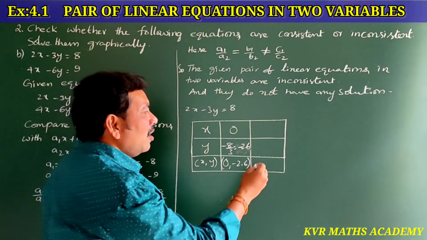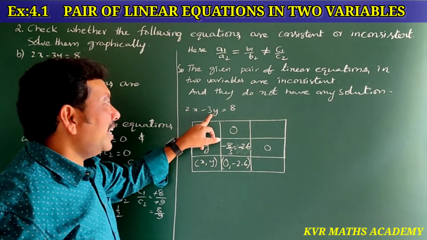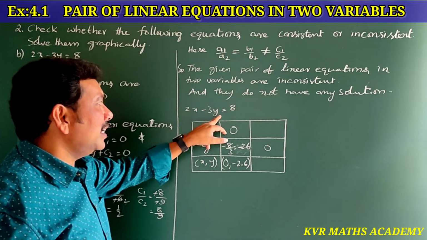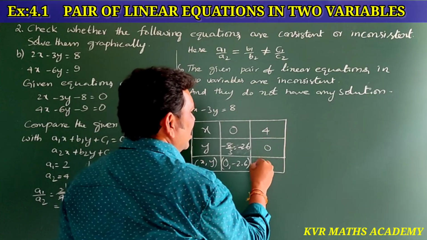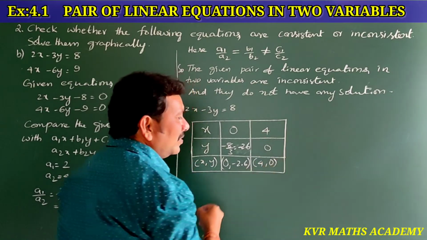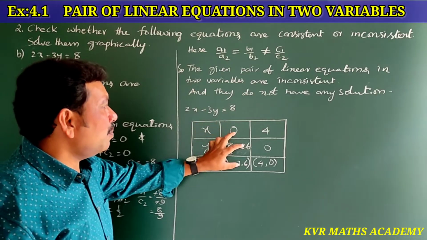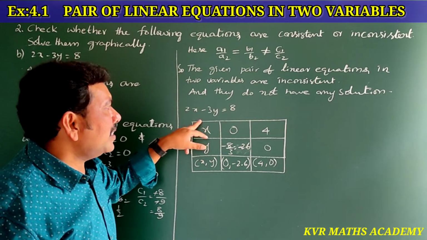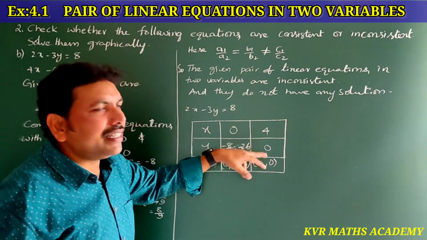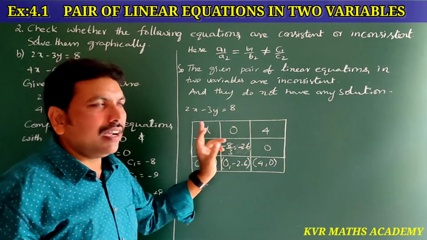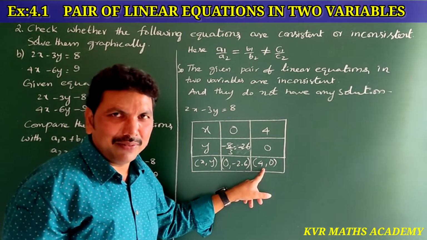Yes, in the place of y take 0, which means this whole term will be 0. 2x is equal to 8, x is equal to 4. This will be 4 comma 0. Is it clear? So for the first point, in the place of x take 0. Next point, in the place of y take 0. So 2 points will occur, that is 0 comma minus 2.6 and 4 comma 0.